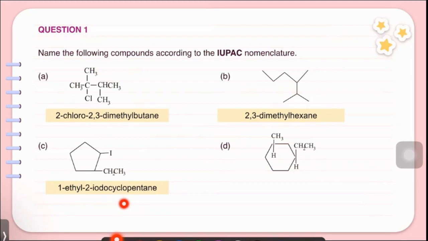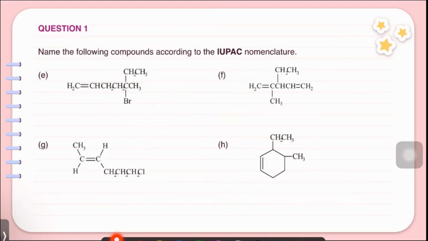For the structure in question number 1D, the suggestion name given is cis-1-ethyl 3-methyl cyclohexane. Okay, and then the next, in the structure in question number 1E, the suggestion naming given is 5-bromo, 5-methyl, 1-heptene. So untuk alkene compound, priority the lowest numbering is C double bond C, iaitu dia punya functional group lah.